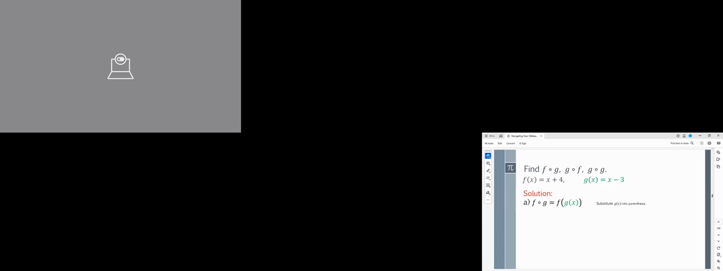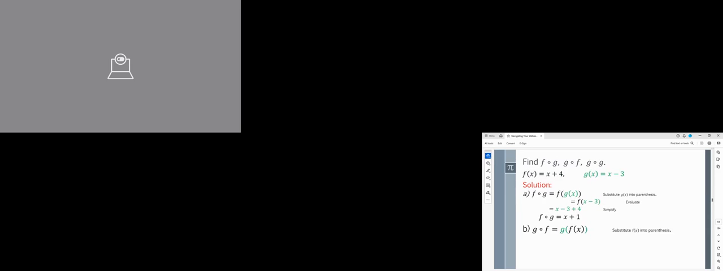We're going to substitute g of x in the parentheses. So we now have f of x minus 3, and we evaluate this function. Wherever you see an x in the function, we're going to substitute x minus 3. So here I have an x, and I'm going to substitute x minus 3, plus 4. Simplify: x minus 3 plus 4 is x plus 1. So that's going to be our composition.